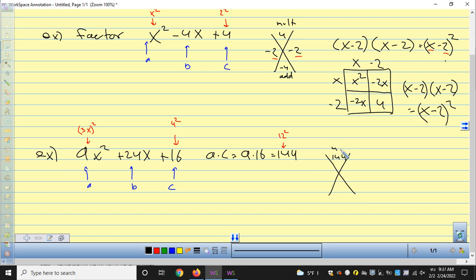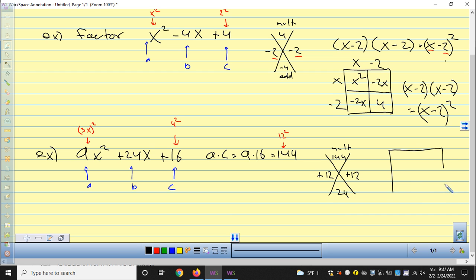We want two things that multiply to 144 and add to 24. And since this is positive and this is positive, we need them both to be positive. Well, the problem has already helped us out here. What are two numbers that multiply to 144 that add to 24? How about 12? 12 and 12.